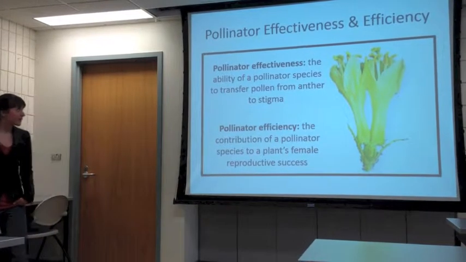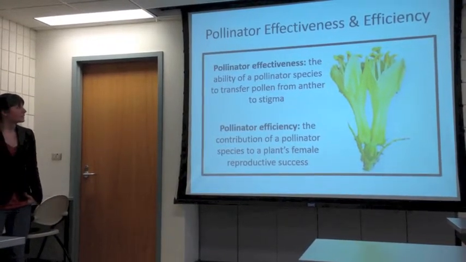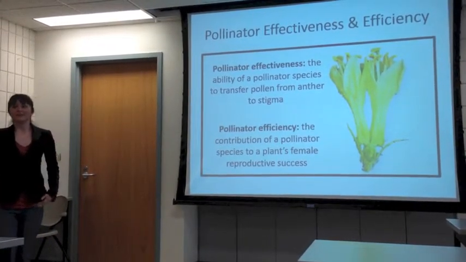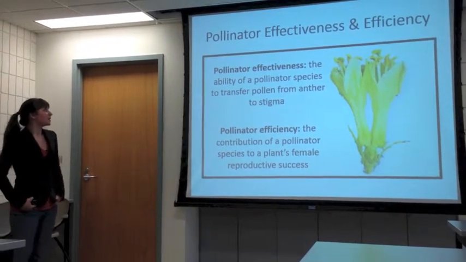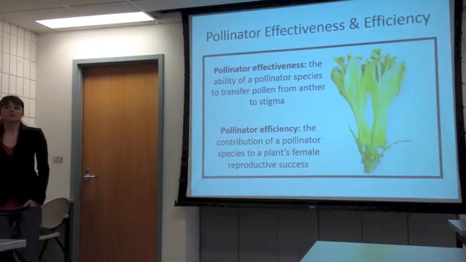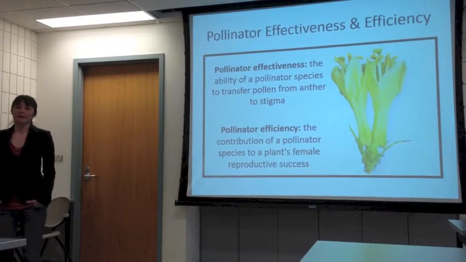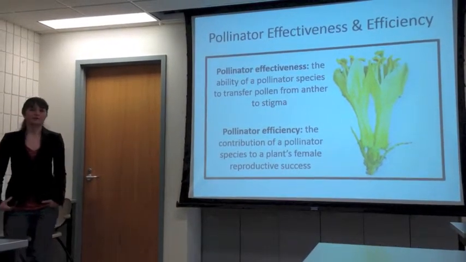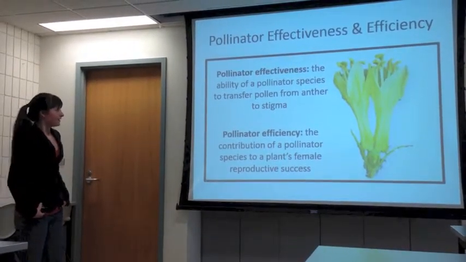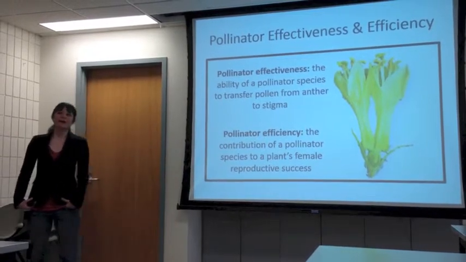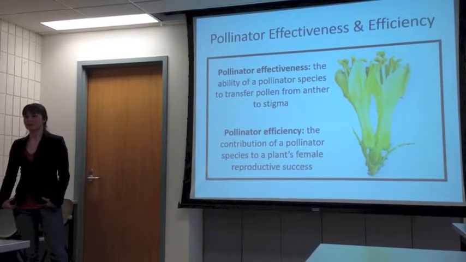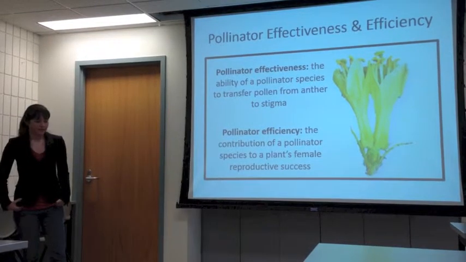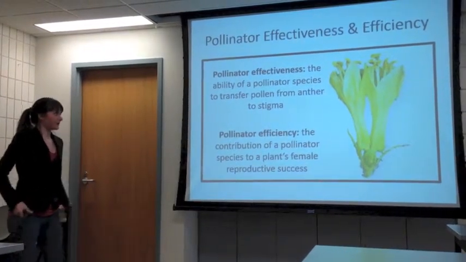These definitions that I'm going to use and that I have up here were proposed by Newman et al. in 2010, just to try and get people all on the same page. So these ones I'm using. Effectiveness is just the movement of pollen. So it refers only to how well a pollinator moves pollen from the anthers to the stigma. Efficiency has to do with how well that pollinator actually contributes to fruit set. So they're not necessarily the same thing, and I'll give you some examples of how they're different.